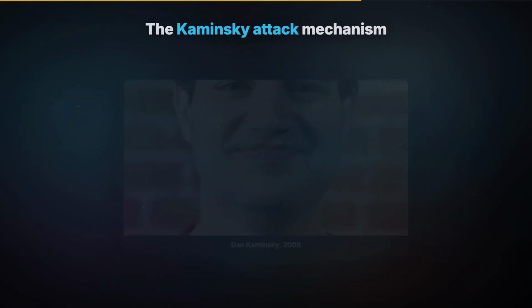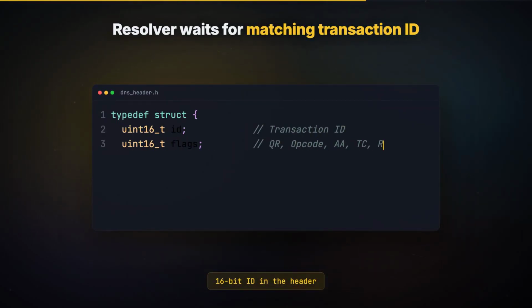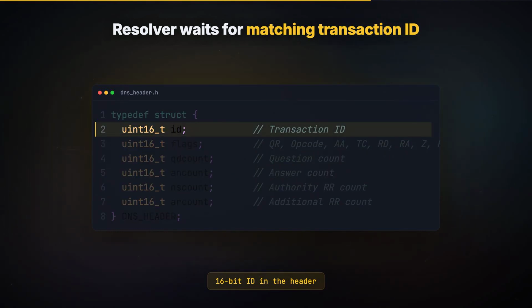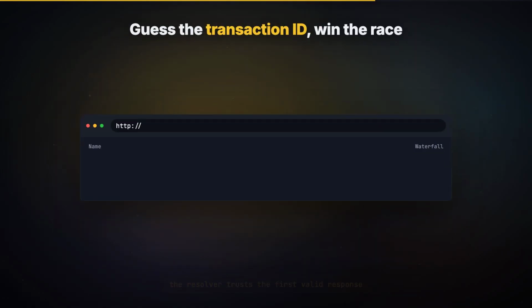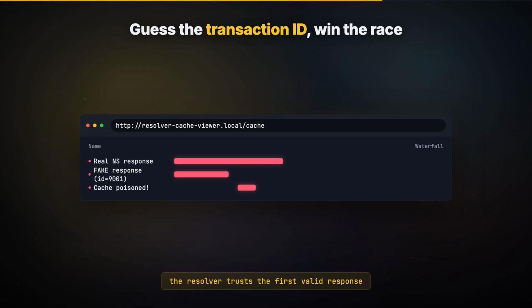The attack that exploited recursion. Here's the problem with DNS recursion. When a recursive resolver queries an authoritative server, it sends a request with a transaction ID and waits for a response with the matching ID. An attacker who can guess the ID can send a fake response before the real one arrives. If the fake arrives first, the resolver caches it.